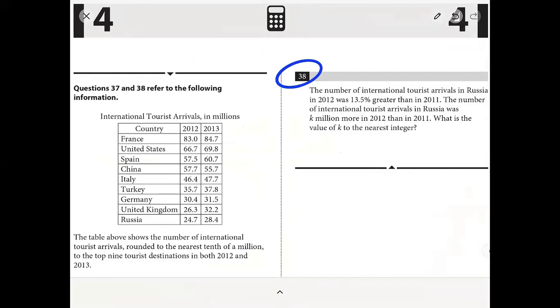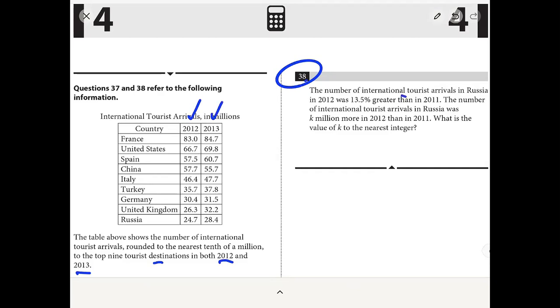So let's read this. It says the table above shows the number of international tourist arrivals, and it's rounded to the nearest 10th of a million. And this is the table that represents the top 9 tourist destinations in 2012 and 2013. Okay, so they gave us those 2. So now we're going to be using that information for number 38.